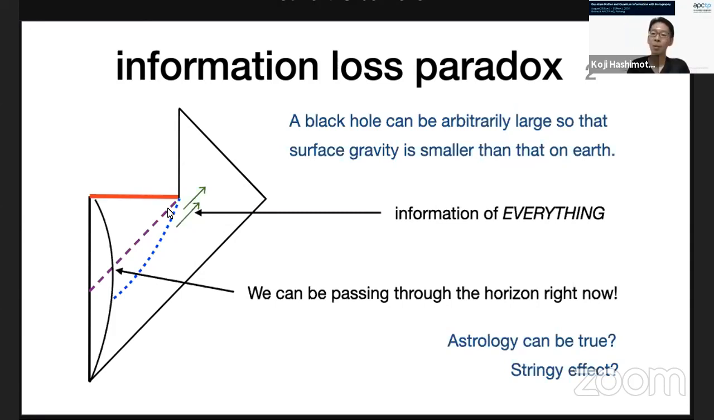Yeah, the low energy description, can we still believe in it? No, we cannot believe the low energy effective theory here, but we can believe the low energy effective theory down here. Yes, at the early stage of the evaporation. So yes, I will be focusing on the early stage of the evaporation.